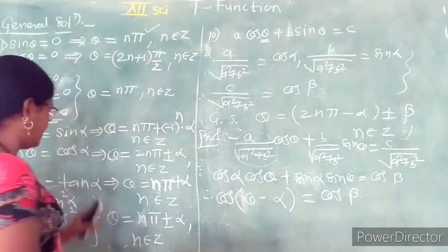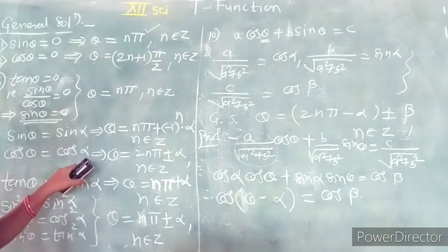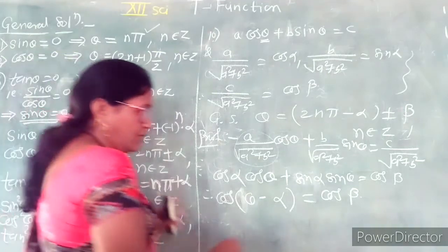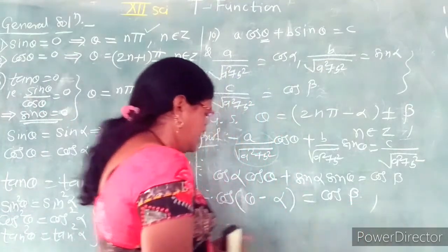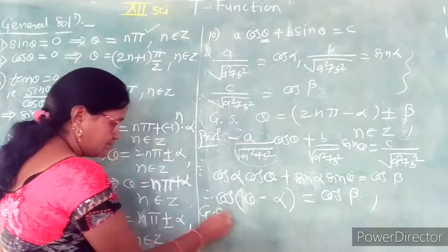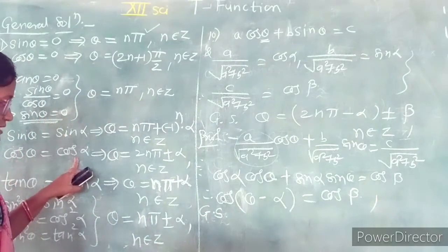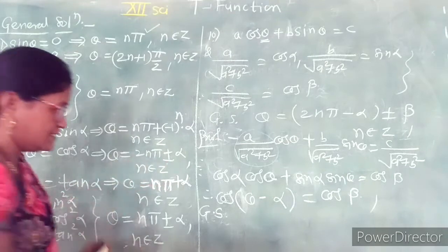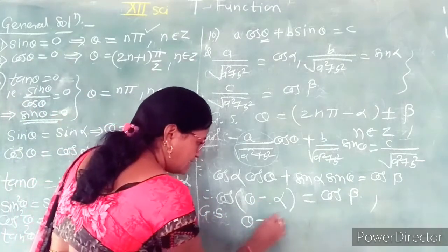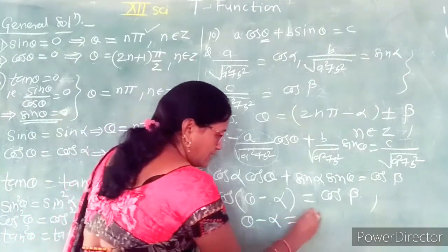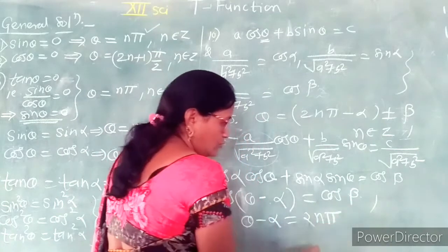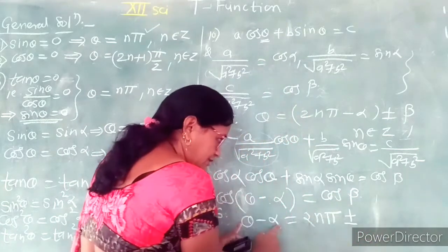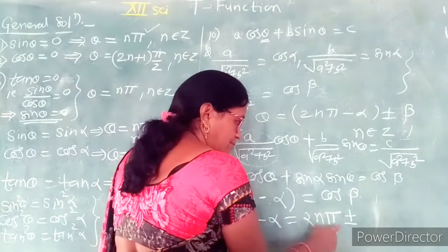Now use the same identity that was used in the previous theorem. So use again result number 5. According to result number 5, the general solution of this equation: when cos theta equals cos alpha, the general solution is theta equal to 2n pi plus minus alpha. So we take theta minus alpha equal to 2n pi plus minus. This is the whole theta. The solution is 2n pi plus minus.